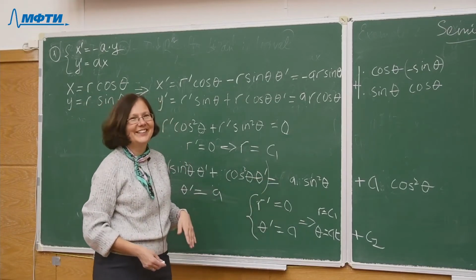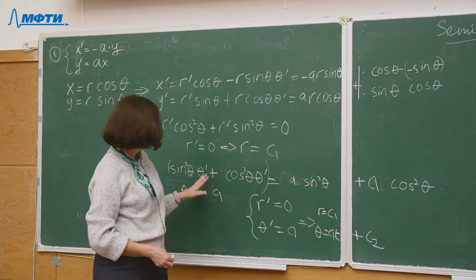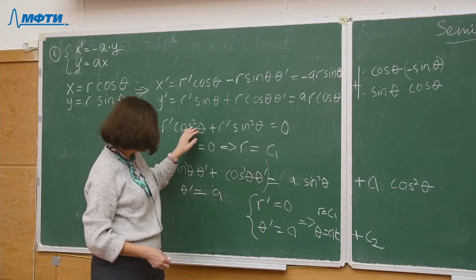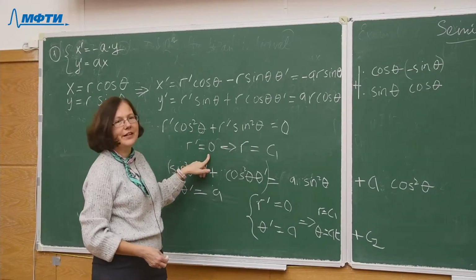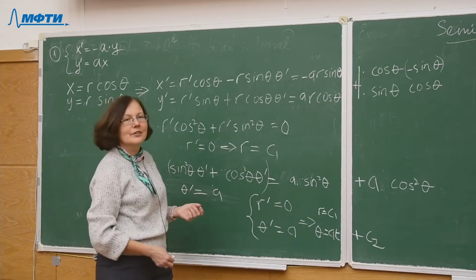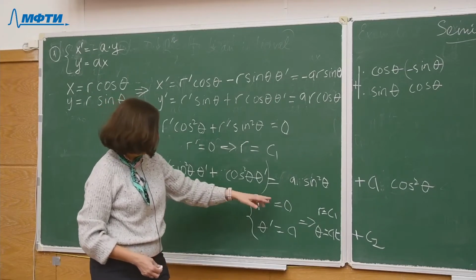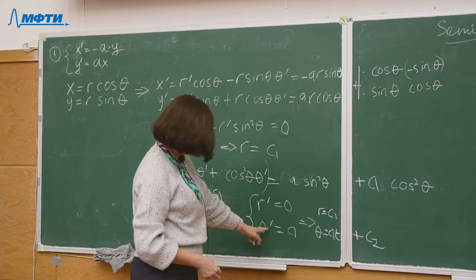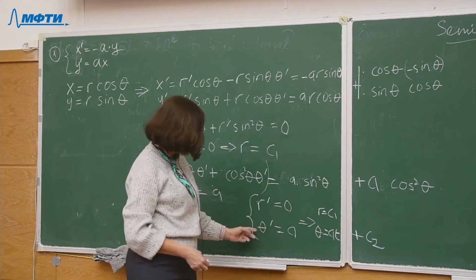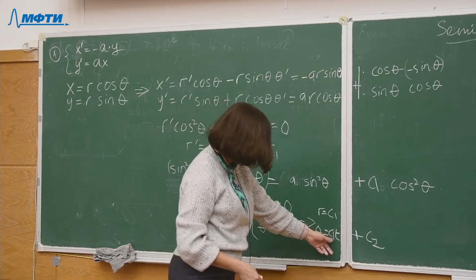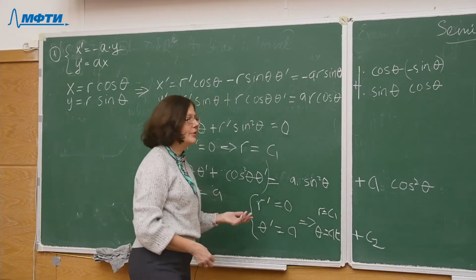So when he gets r prime equal to 0, then he integrates to get r equals C1, because it can be easily integrated. If r prime is 0, then r is constant. And for C2, because theta prime equals a is integrated, we can integrate both parts, and so theta is equal to a t plus C2.